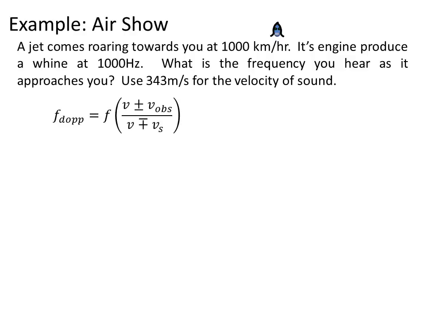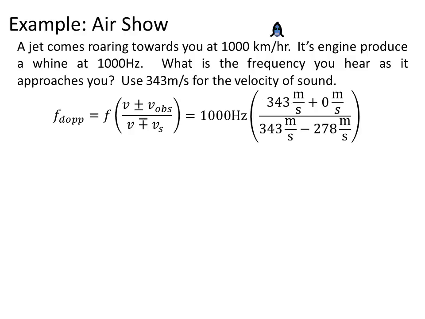f Doppler is equal to the frequency of the sound times this quantity, which we just talked about before, v plus or minus the observer, divided by v minus or plus the velocity of the source. Well, the frequency of the sound is 1,000 hertz. The top part is just 343 meters per second, the velocity of the sound wave, plus the observer is not moving, so it's 0 meters per second. In the bottom, the source is moving, so we have the speed of sound, 343 meters per second, minus 278 meters per second.